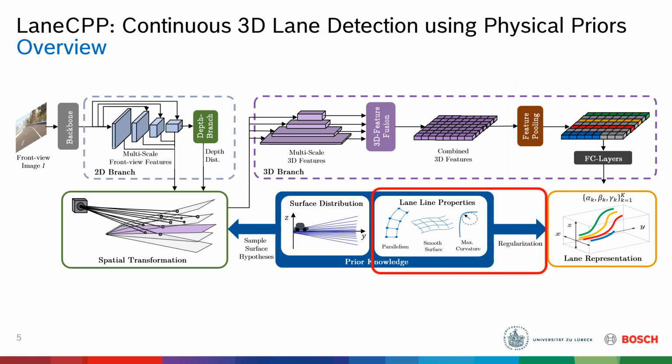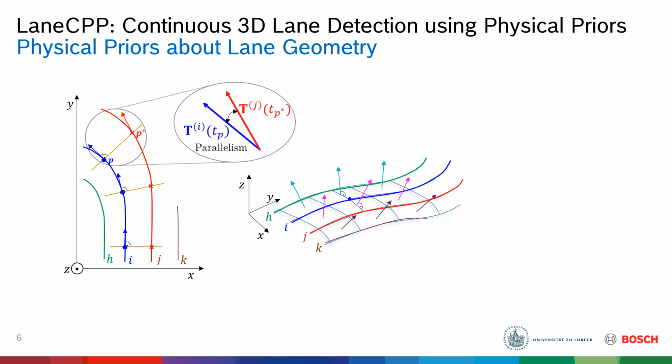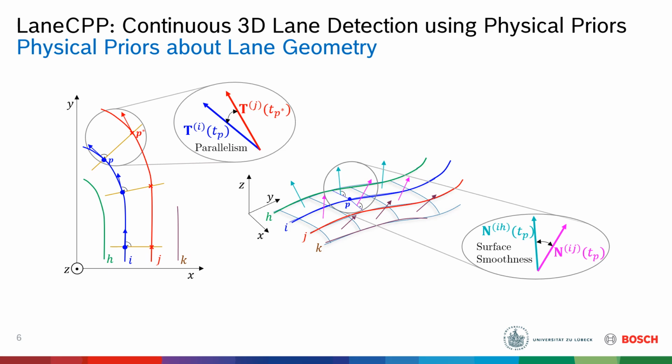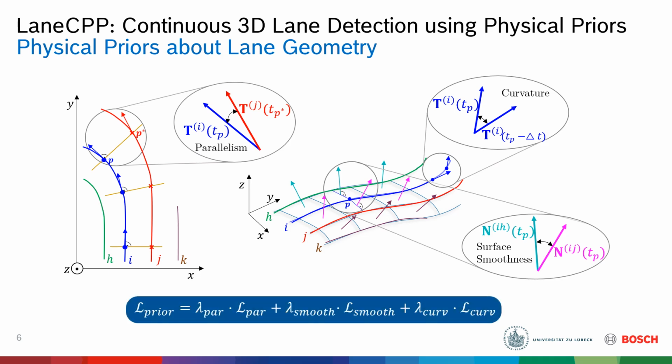Next, we'll describe how to incorporate prior knowledge about lane geometry, like line parallelism, surface smoothness, as well as maximum curvature and slope into our lane representation. It turns out that each of these properties can be formulated as loss terms from lane line tangents and surface normals. In particular, minimizing the cosine distance of certain point pairs on neighboring lines enforces parallelism. For certain pairs of surface normals, it enforces smoothness, and for consecutive tangents on a single line, it enforces low curvatures and slopes. Note that these properties can be enforced up to certain thresholds that are carefully chosen. The weighted sum of these terms results in our prior loss term that we use for regularizing the lane line representation.